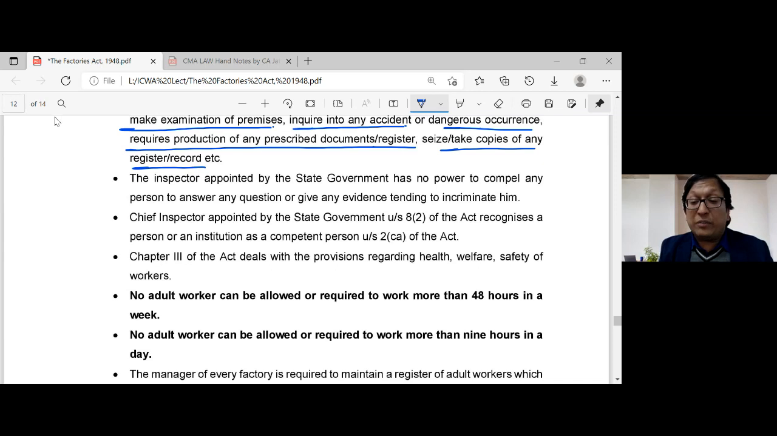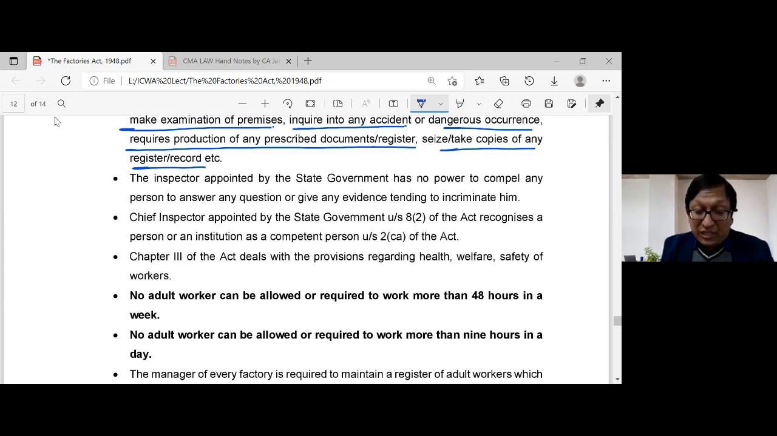The chief inspector appointed by the state government under this act recognizes a person or an institution as a competent person. I told you what a competent person is. They may take the help of a competent person, they may appoint some person for doing this testing job, for the examination of the records.